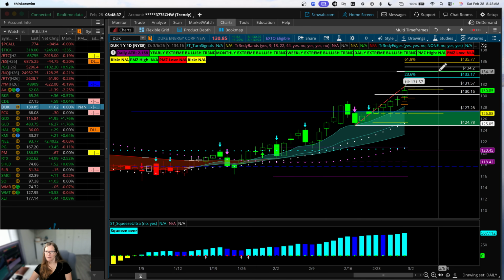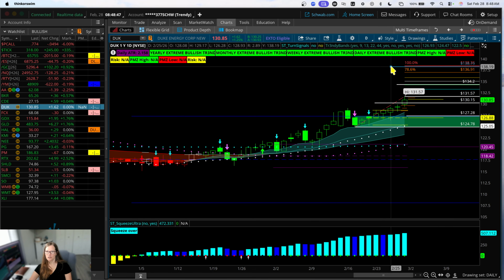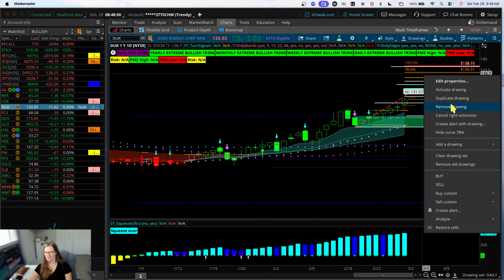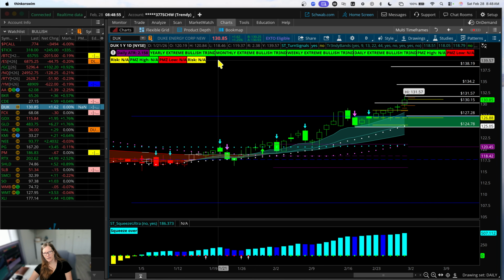38.2. All right. That is going to be the extension target. Then I can use the 618. I can use the 100. Extension targets are just that. They're extension targets. I don't put so much weight on them because there's no candlestick structure up here that they're based on. This is not supply. This is just simply using this move at the monthly ATR, which is right around the 38.2 extension, and then the 100% of this move to get us to a further target up there. All right, so that's the targets on Duke.